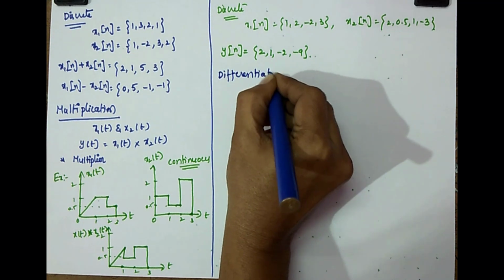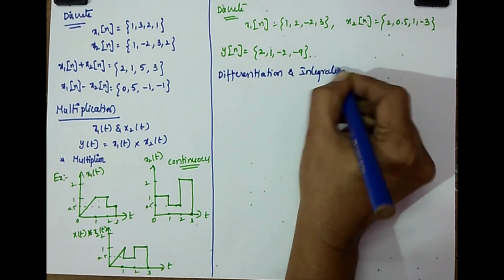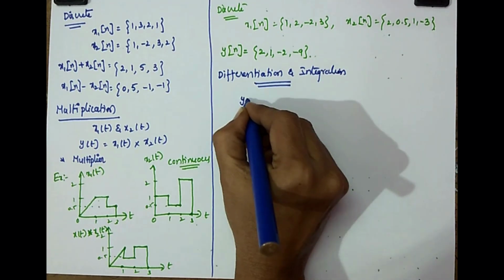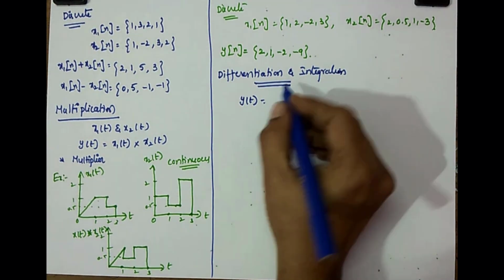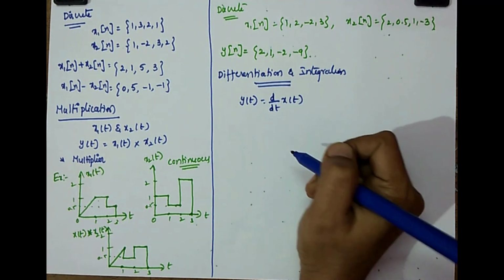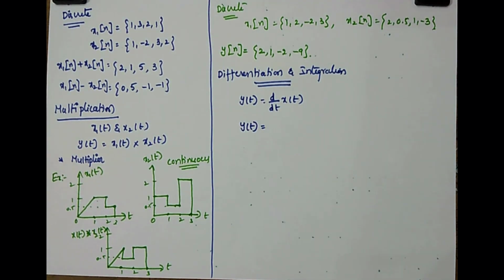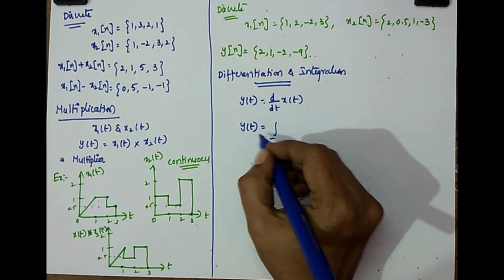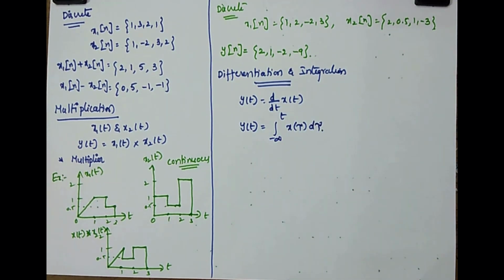So now the next operation is differentiation and integration. These are the operations. Suppose y of t is the signal obtained after differentiating x of t, then that is represented by y of t equal to d by dt of x of t. Suppose y of t is the signal obtained after integrating the given signal, then that is y of t equal to the integral from minus infinity to t of x of tau d tau. Okay, so these are the differentiation and integration operations.